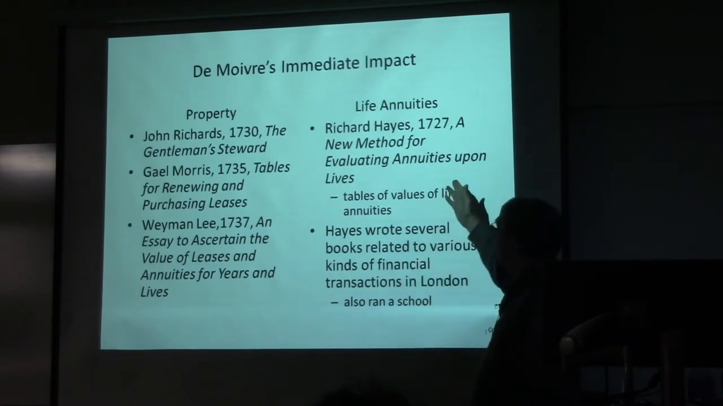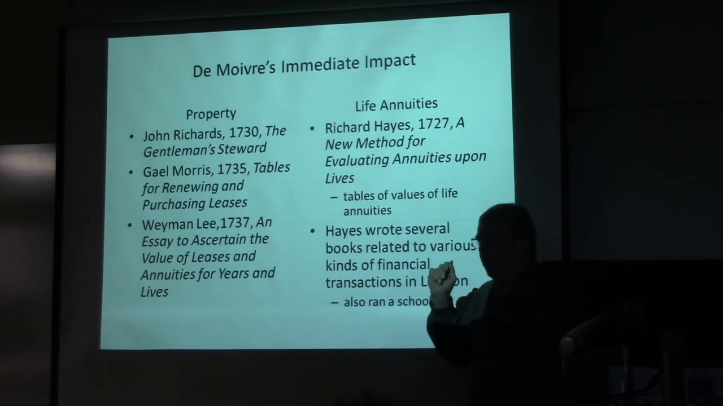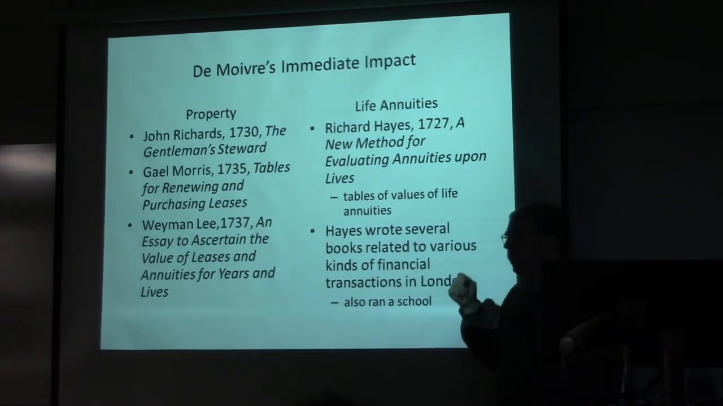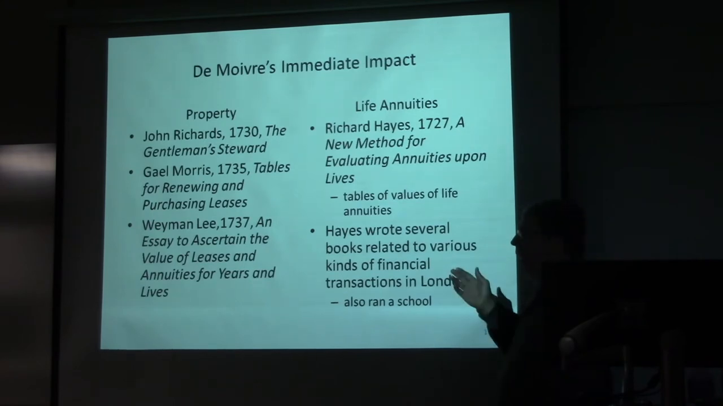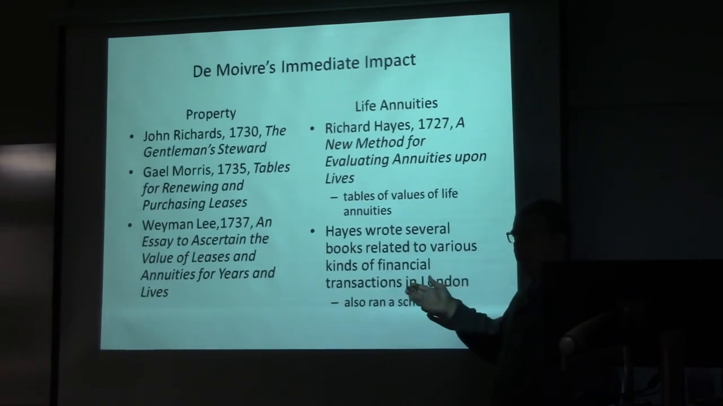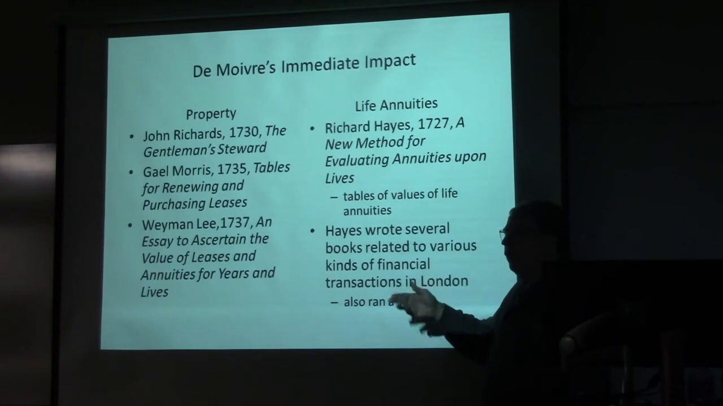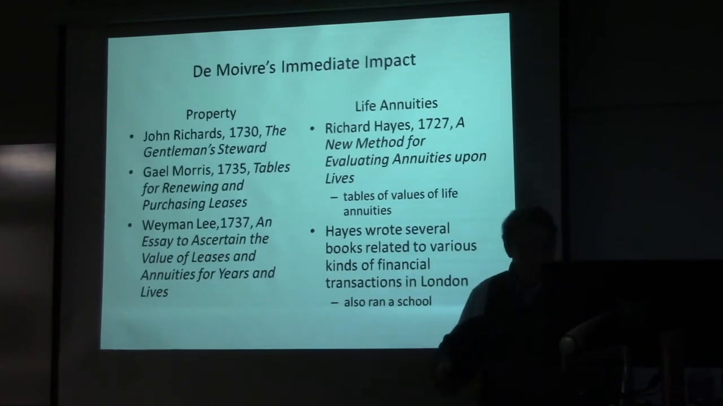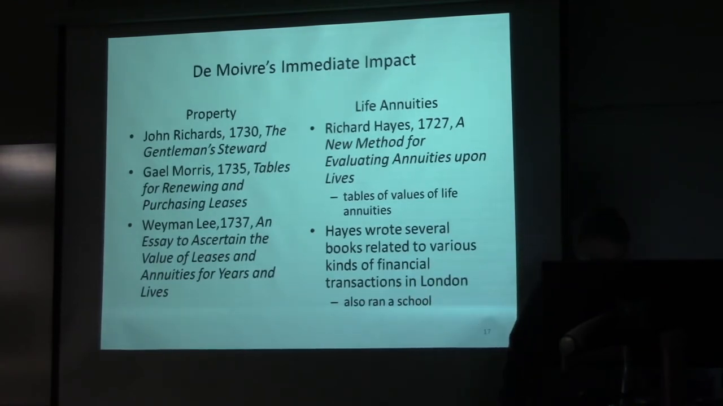The guy who just wrote generally about annuities was a guy named Richard Hayes. He was a mathematics teacher in London. He taught things to do with not only annuity certain, but he taught about the stock market, accounting, and these were all topics in his school. And so he was trying to cater to the annuities market that was available in London, perhaps not catering successfully.